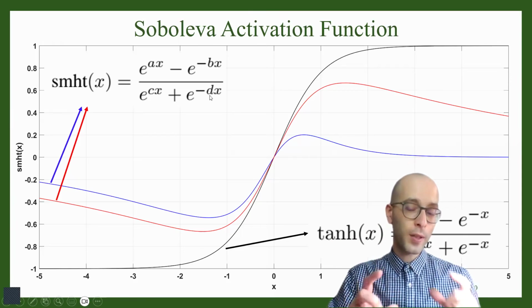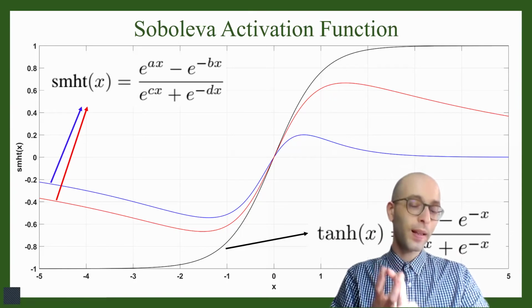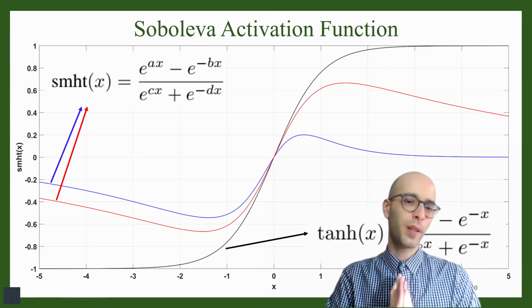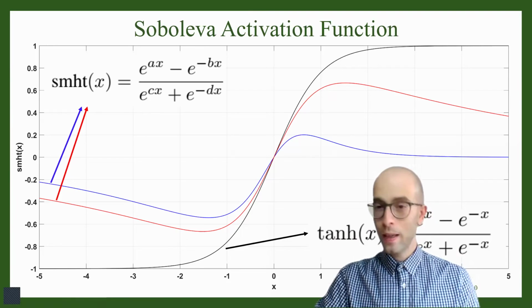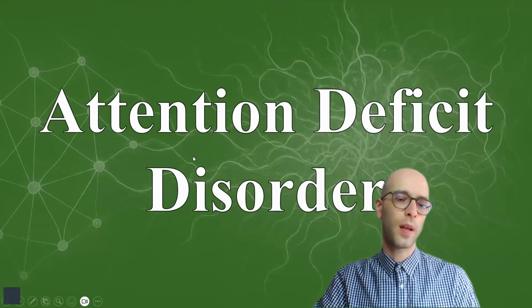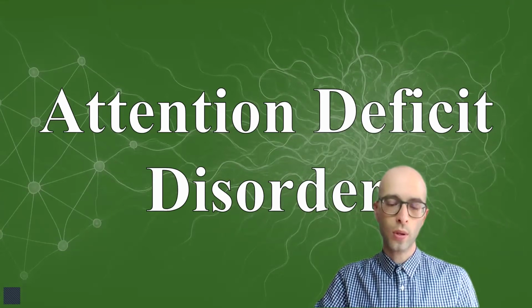The characteristic of this function is this: four new parameters, and secondly, in general, it is a non-symmetric activation function. So this function breaks the symmetry effect of the classic tanh. So what will happen now? Let's see. We thought of considering this SMHT, the Soboleva function, in a model for attention deficit disorder.